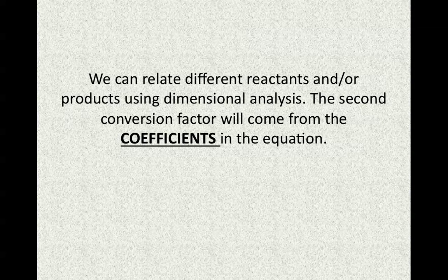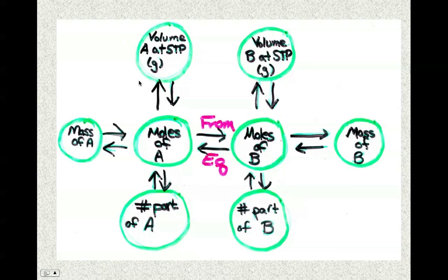We started to hint at this yesterday when we were doing mole-to-mole conversions. We're going to find that that mole-to-mole conversion, which is going to be our second conversion factor, is going to come from those coefficients in the equations. So we're going to start with a volume, mass, or number of particles of one material, mostly mass and volume. Then we're going to convert it to moles of that compound. We're going to use the coefficients to switch between the two reactants or products, a reactant and a product, and then we'll be able to find from moles of it the volume or mass of it.